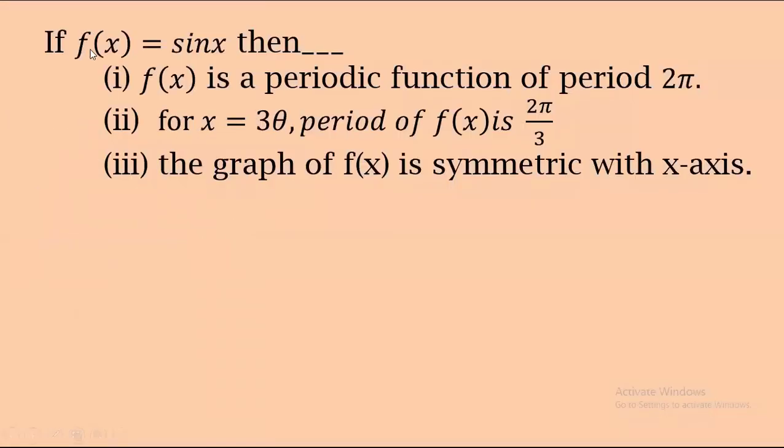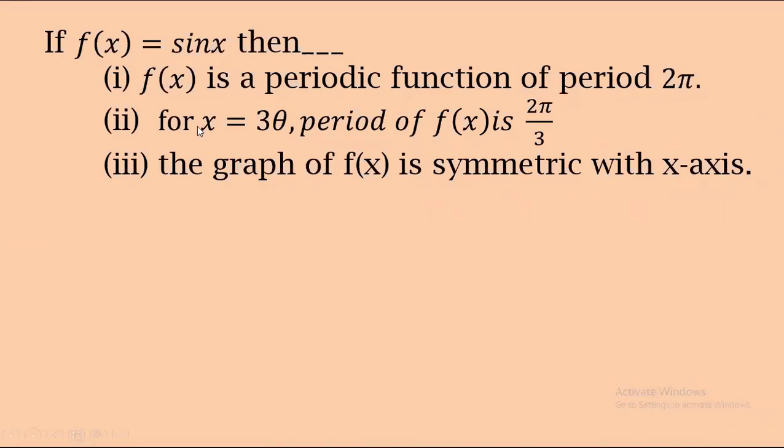Okay, then there is another multiple completion. For sin x, we have to take these three decisions. f of x is a periodic function of period 2 pi. So f of x is equal to sin x. Sin x has a period of 2 pi, and it is a periodic function. That is, it repeats one after another, after 2 pi.